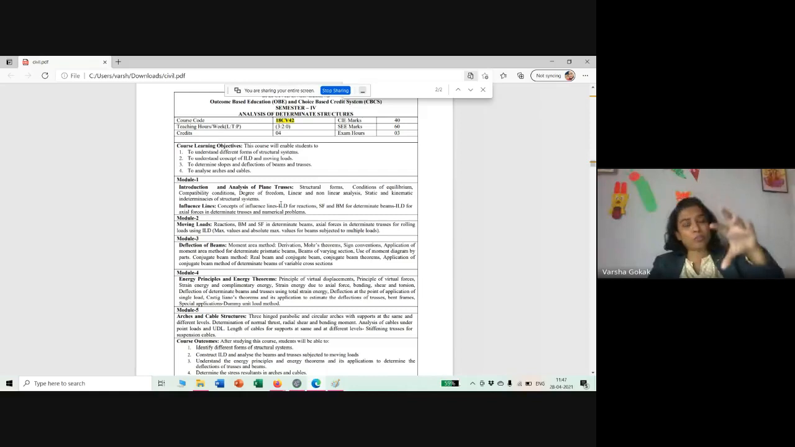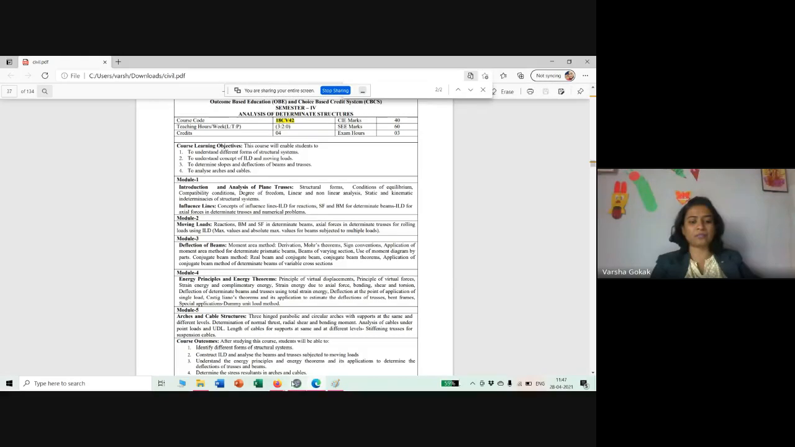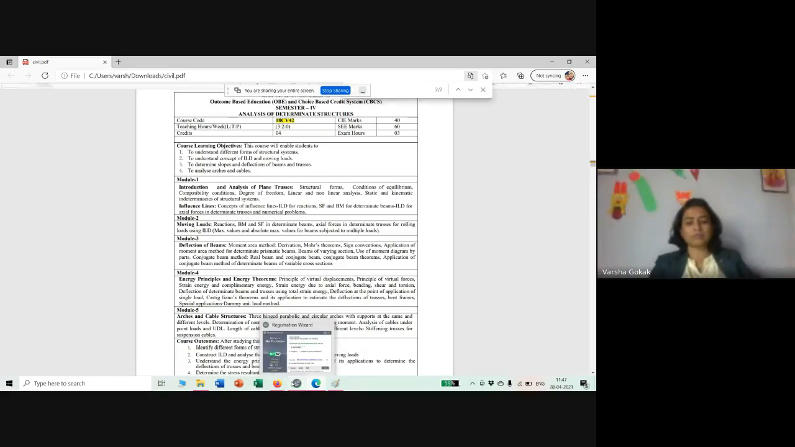What was your output, or what were you trying to find in strength of materials? Tell me, when I asked you to draw the shear force bending moment diagram, what was it that you were finding? When you draw, it was your shear force and bending moment, right? What is point of contraflexure? Can anyone tell me? What do you understand by point of contraflexure?